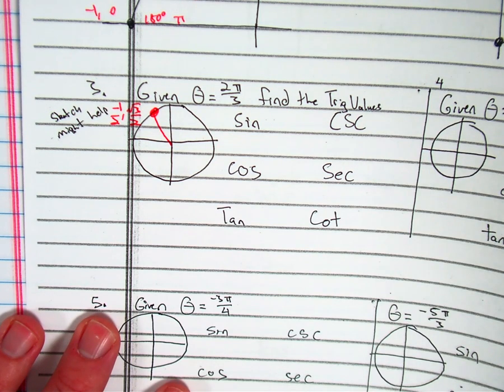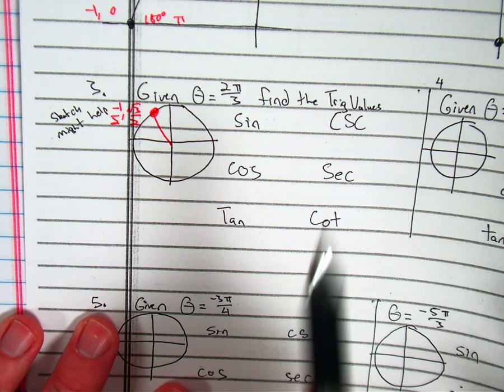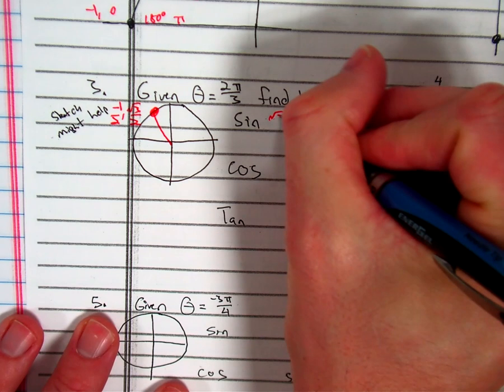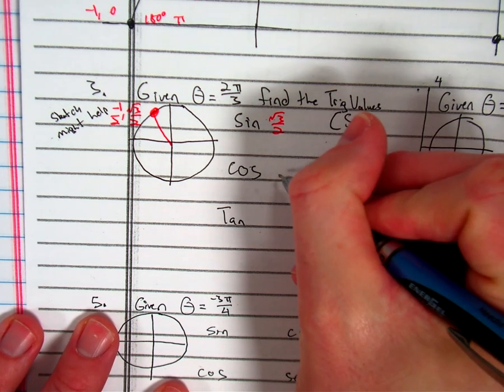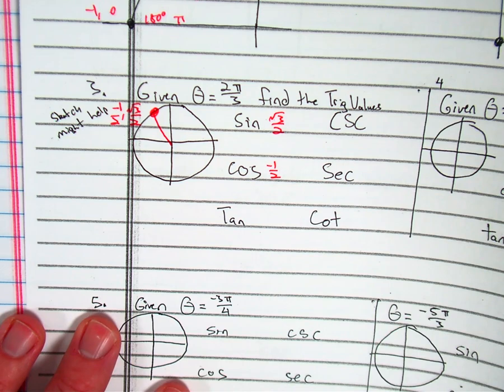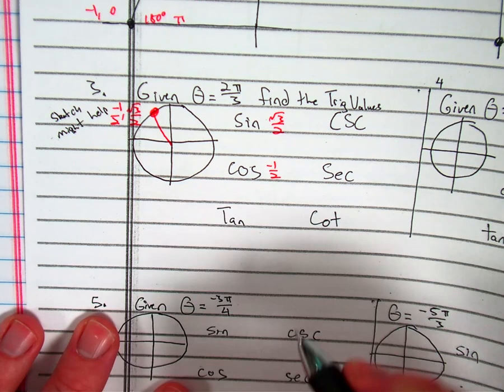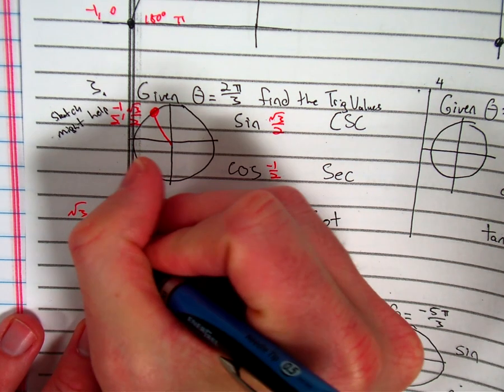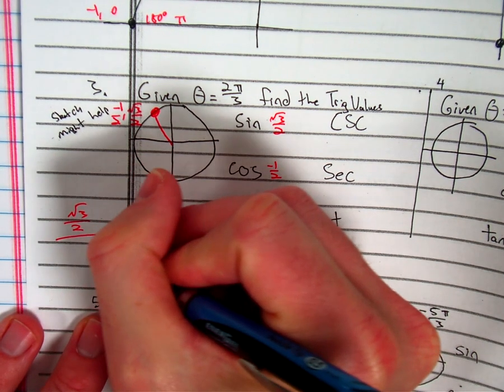Remember, it's cosine, comma sine. So sine is the second one. So we got sine is radical 3 over 2. Cosine is negative a half. Tangent, maybe do a little work over here, is sine over cosine.